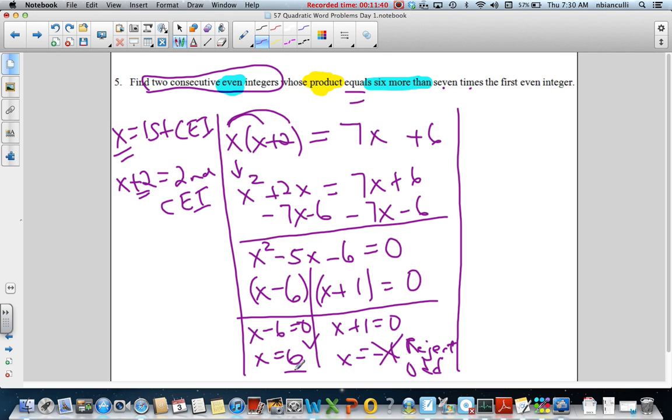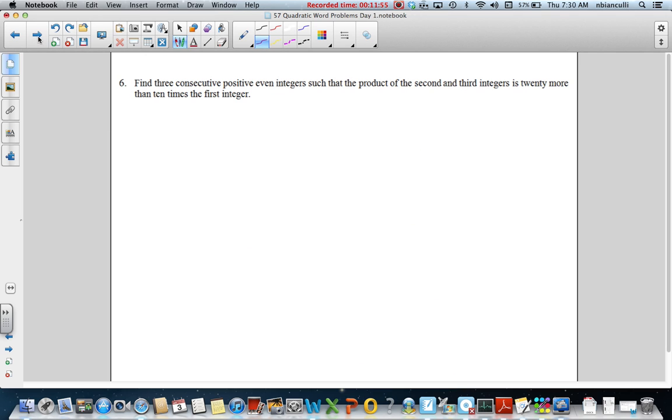So 6 is our first consecutive even integer, and then we want to find the two of them. So the next consecutive even integer would be 6 plus 2, which is 8. And this time there's only one set of answers. There's 6 and 8. All right, we're going to do one more.